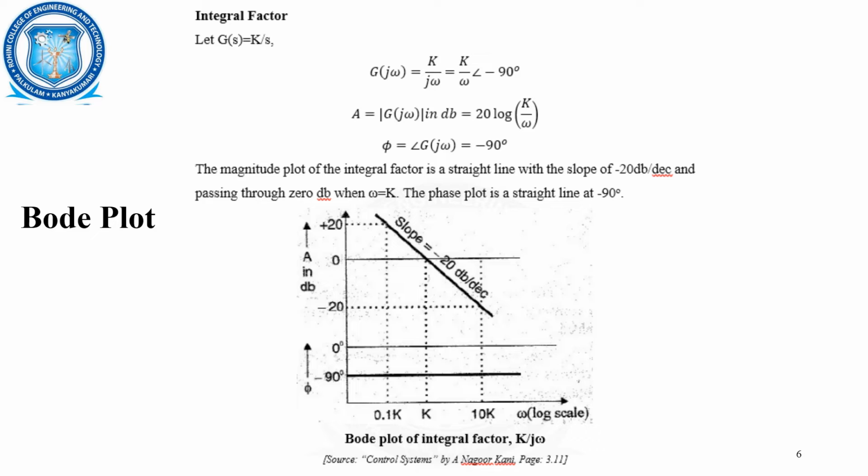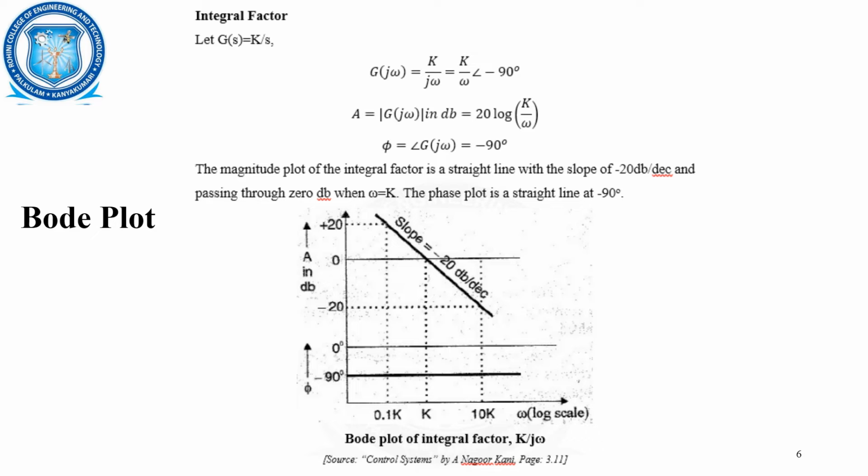So G of j omega is equal to K by j omega, which can be represented with magnitude K by omega. The angle: since the j omega term is present in the denominator, we have to represent it as minus. The j omega term alone means 90 degrees, because even if we take the tan inverse value, we will get minus 90 degrees. That's the tan inverse of the imaginary part to the real part.